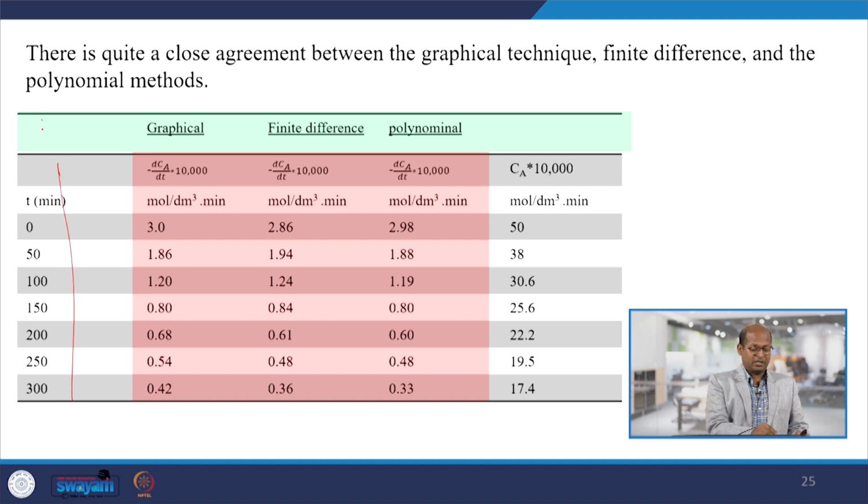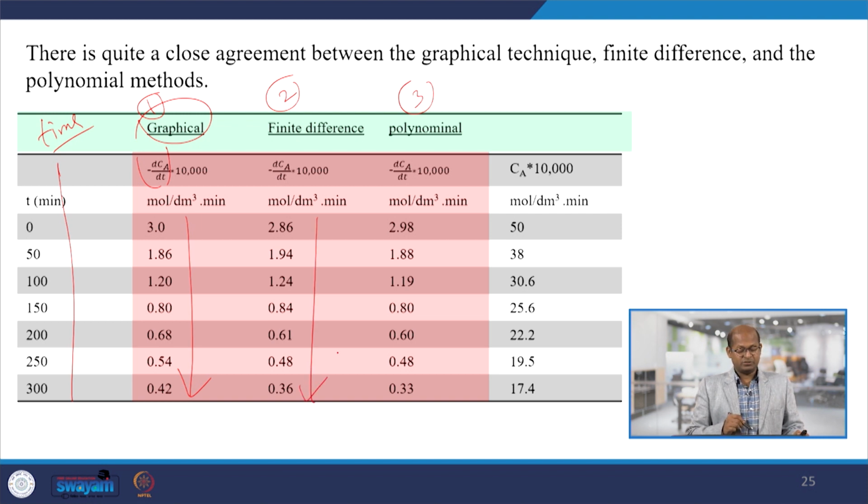So, here is a summary of the data and how we have evaluated it. At different times, here time is given, here from the graphical method, method 1, this is method 2 and method 3. Minus dCA by dt was evaluated this way, and from these methods minus dCA by dt we have evaluated this, and by using polynomial methods it is this. These are the concentrations at the respective times.